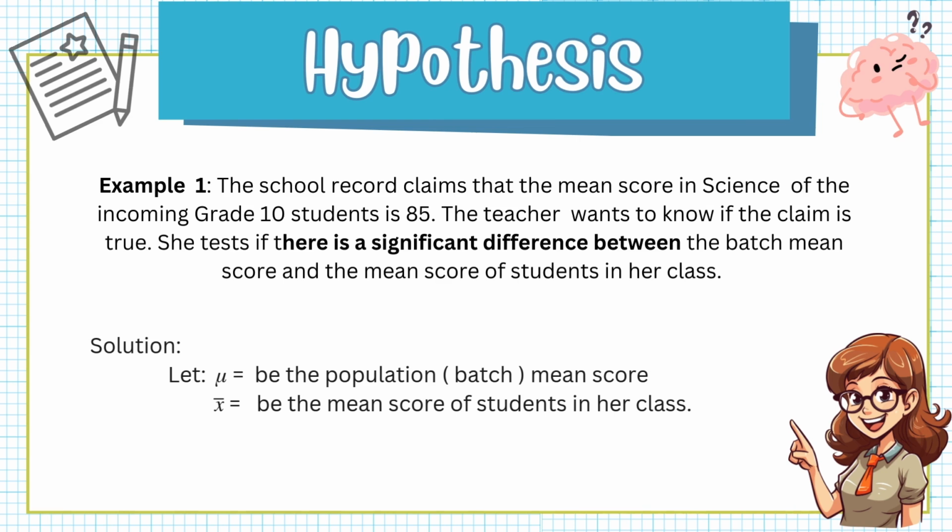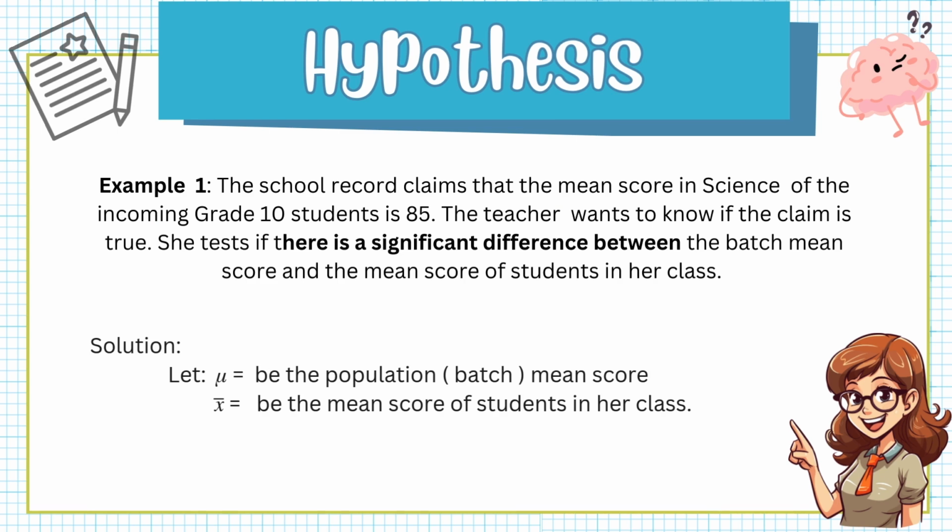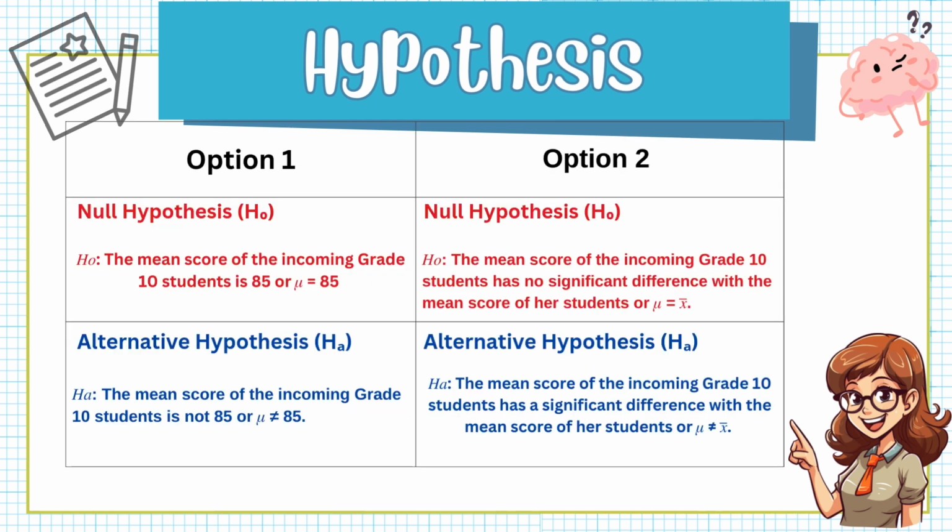class. To write the null and alternative hypothesis, let us denote mu be the population or the batch mean score, while x bar or the sample mean be the mean of the students in her class. There are two options or ways in writing the null hypothesis and alternative hypothesis for the given problem or example. The first option is the null hypothesis can be written as the mean score of the incoming grade 10 students is 85, or we can simply write mu is equal to 85.